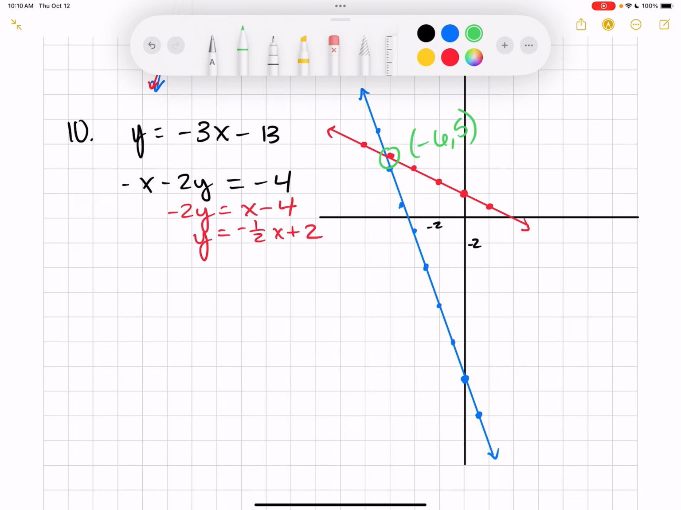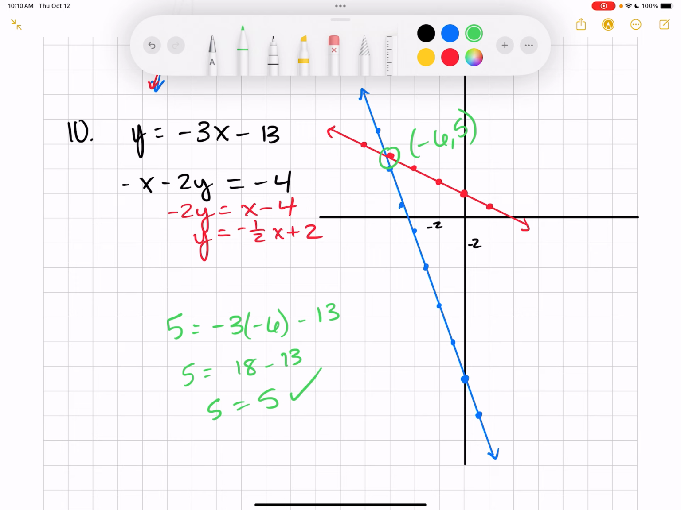So even if you're not 100% sure that that was right, you can always plug it back in. So I'm going to plug it into the top one. So 5 equals -3 times -6 minus 13. So that's 18 minus 13, which is 5. So that worked. It's not obviously exactly lined up, but it's close enough to approximate. That's why it says to estimate, because sometimes it's hard to see, even on graph paper.